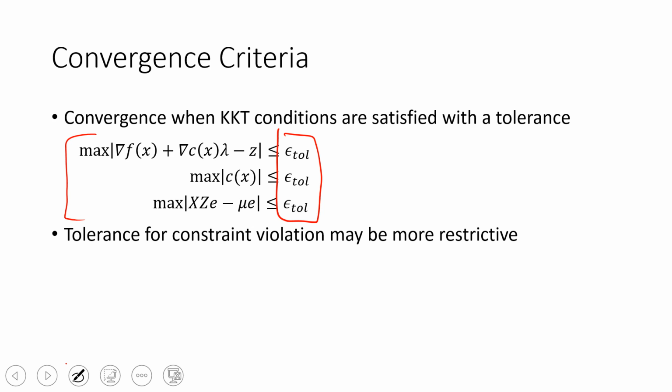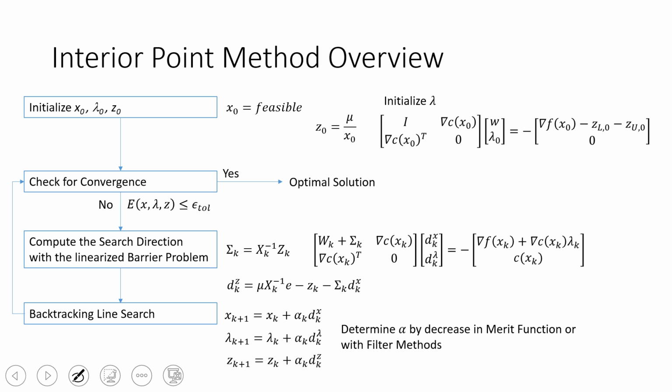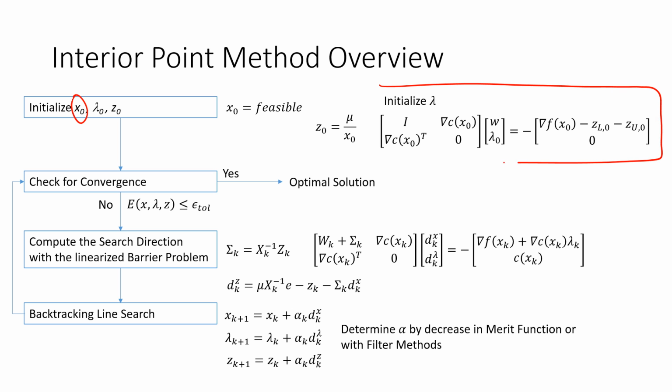So here's an overview of the interior point method. We really want to just obtain x naught, our first feasible, within-the-bounds guess value, and from that we can initialize lambda, our Lagrange multipliers, by solving this set of linear equations. We can also initialize our z naught values with this equation as well.